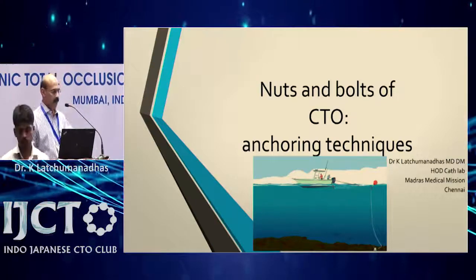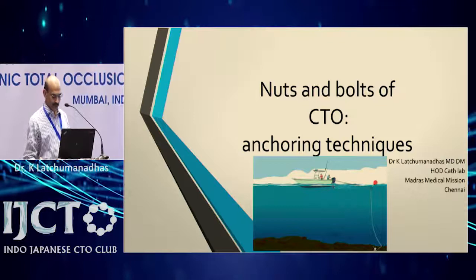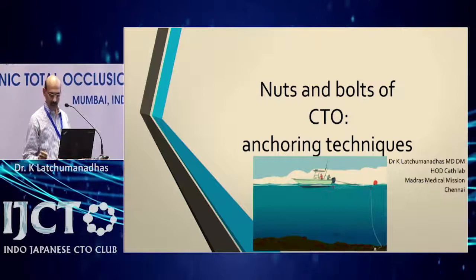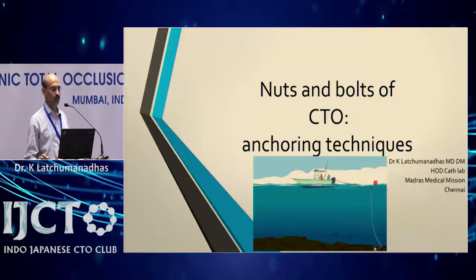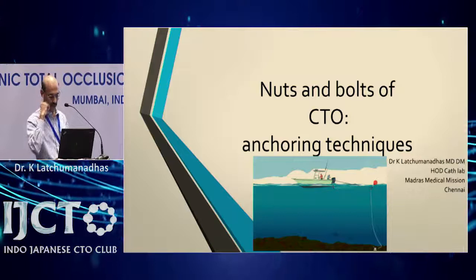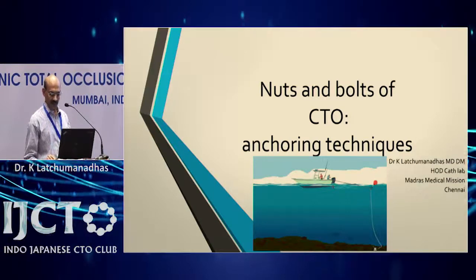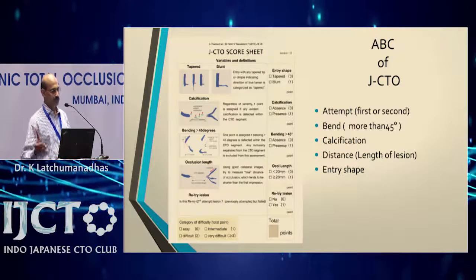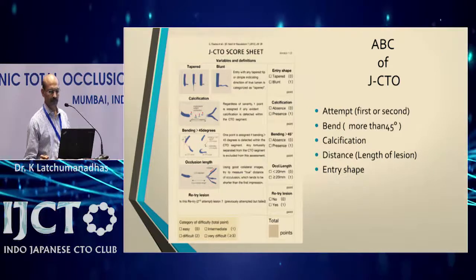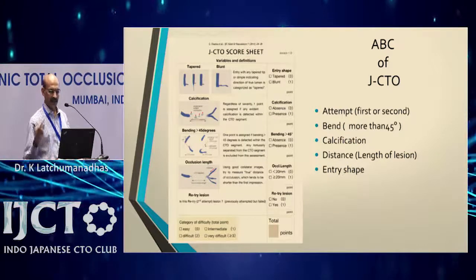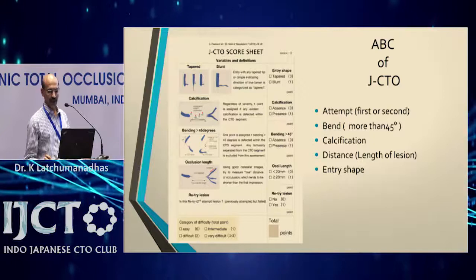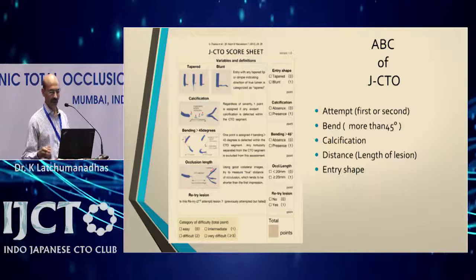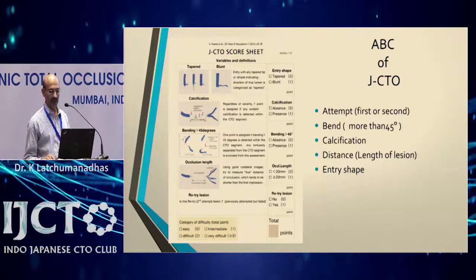Good evening, friends. My topic has been adequately covered by many speakers throughout this program. Yesterday, Dr. Ashwin also talked about the anchoring technique. When will we need anchoring? You will need anchoring when the J-CTO score increases, like a reattempt, or an increase in the bend, calcification, and of course, if there is a long CTO or the entry shape is tapering or not, then you will need anchoring.